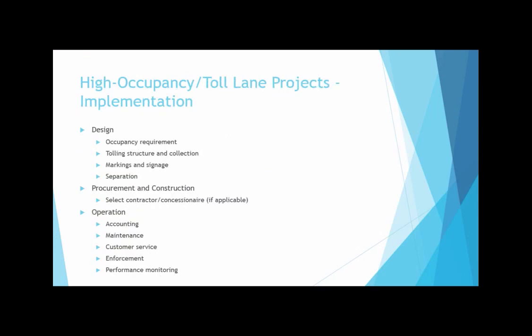The implementation of high-occupancy toll lane projects includes the design, procurement, construction, and operation steps. Some design concerns that will arise during the project are: what is the occupancy requirement? Is it HOT 2+, where a vehicle with 2 or more people is considered a high occupancy vehicle and exempt from the toll, or is it going to be 3+?